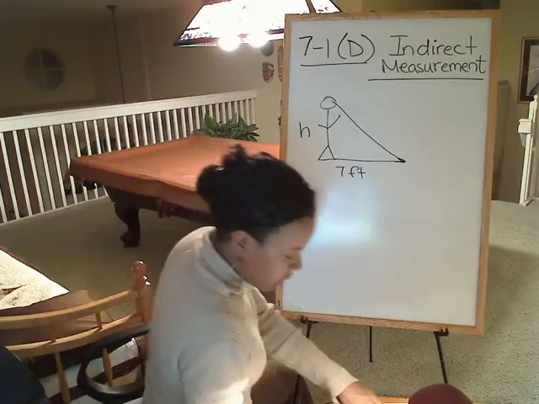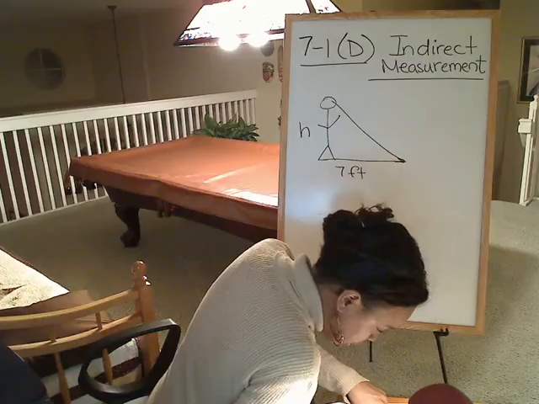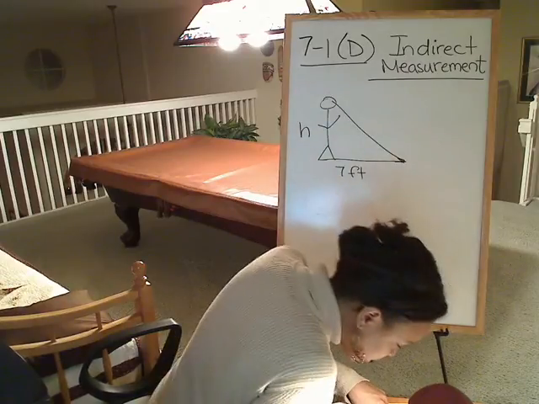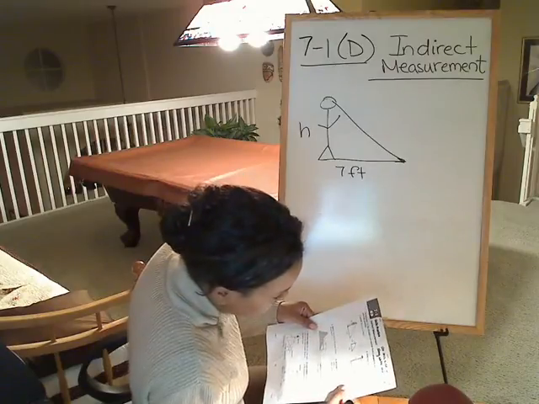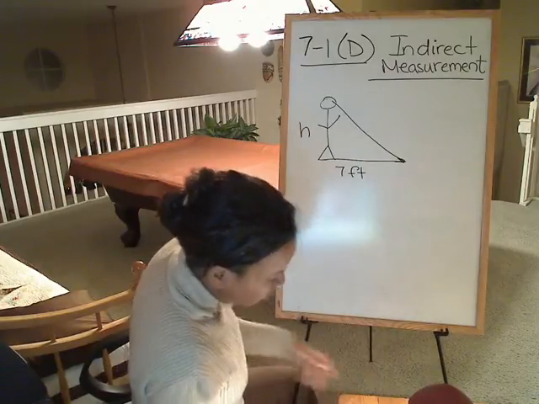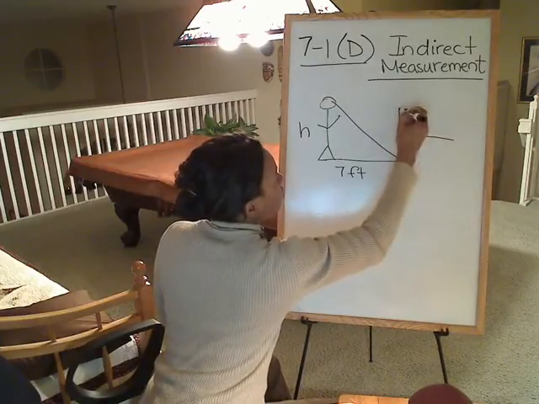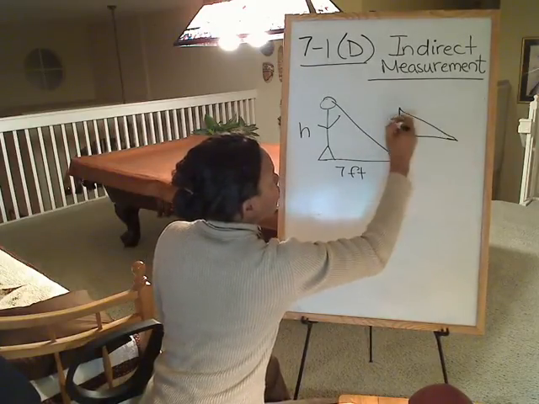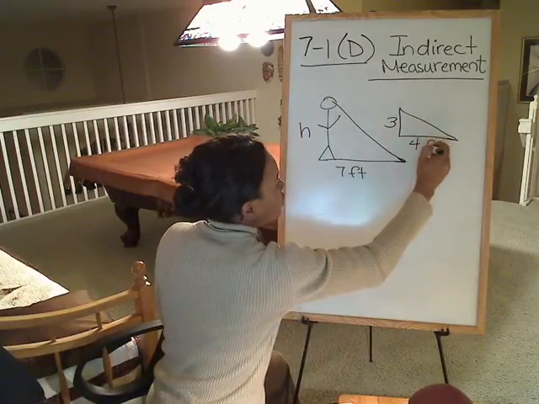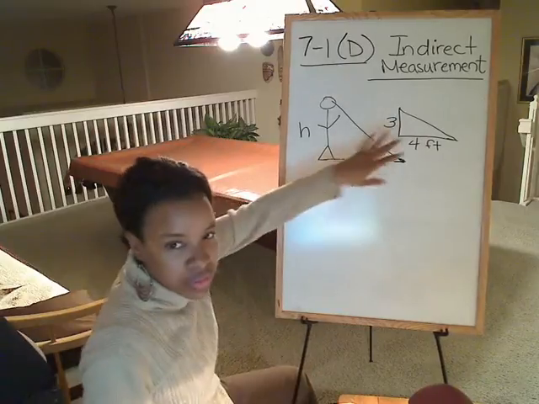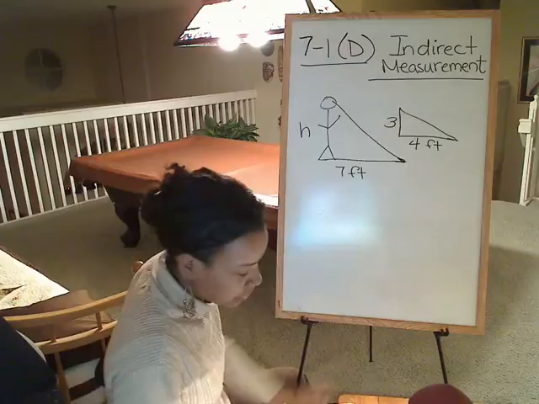Okay, and then you have another triangle with a flagpole, it looks like, I don't know what that is, but whatever it is, it's 3 feet tall. So let's just draw a triangle. It's 3 feet tall, and the distance underneath is 4 feet. Of course you have these pictures already, so you don't need to draw them. You can take your notes right on your worksheet.